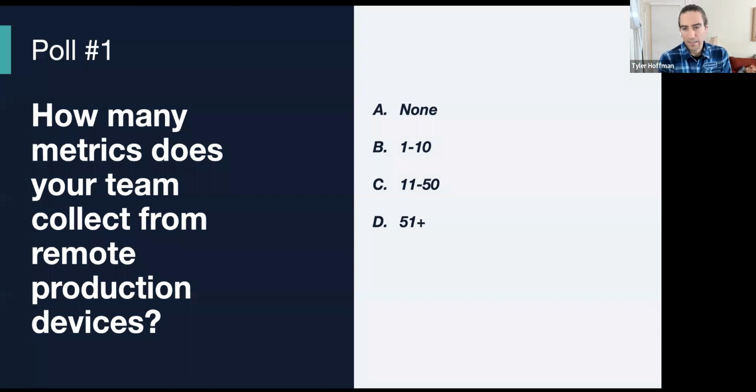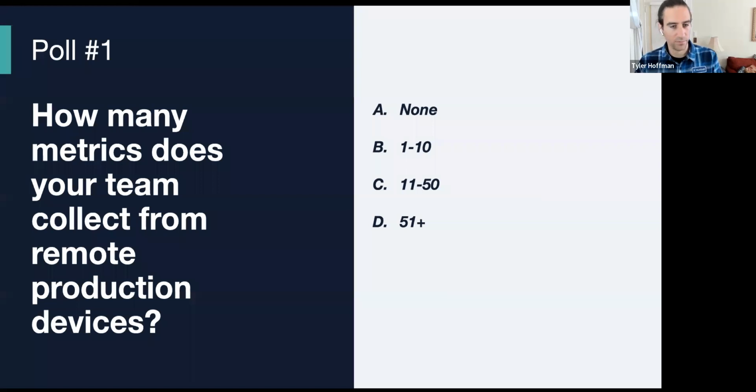Let's see. So about 25% said none. About half said 1 to 10. And then 11 to 50 and 51 plus are about a quarter each as well. So yeah, I'm actually quite impressed. So bravo. I'd love to hear more about all the metrics that you guys are collecting, especially the people who are collecting more than 50. That sounds great.